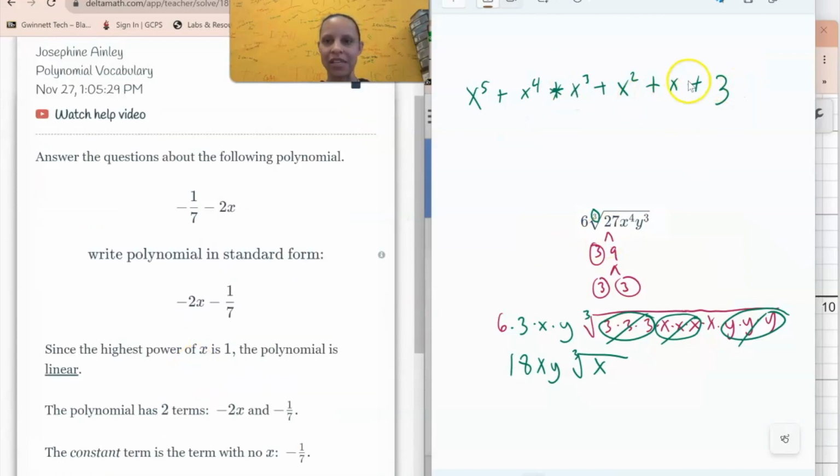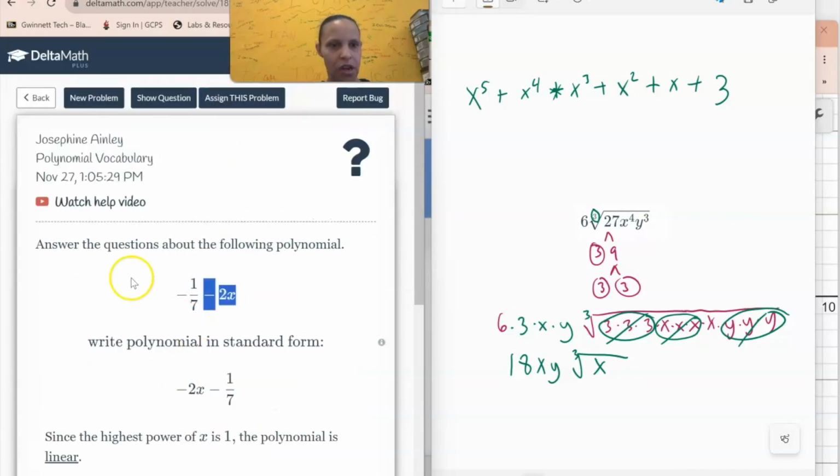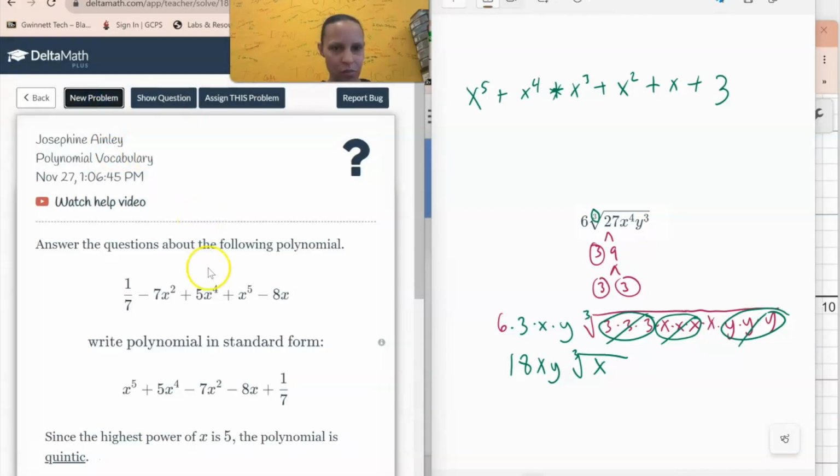So whatever the lead-in term is, the very largest term, in my example will be x to the 5. But in this one, the largest term is this, because if you put this in order, the constant has to be last. So the lead-in term is -2x, the whole thing, -2x. So that's the basic definition.